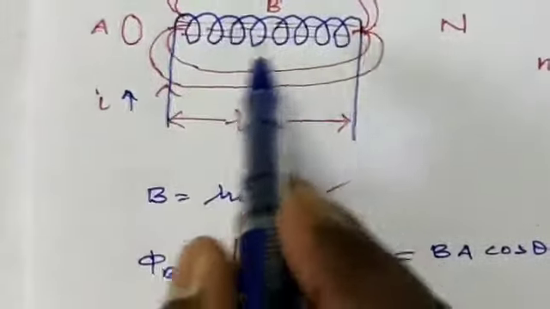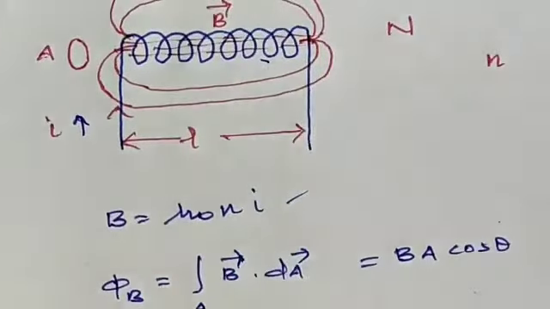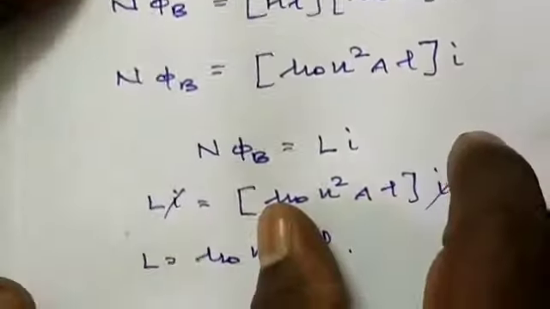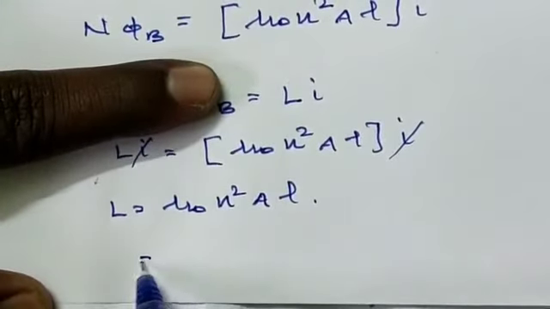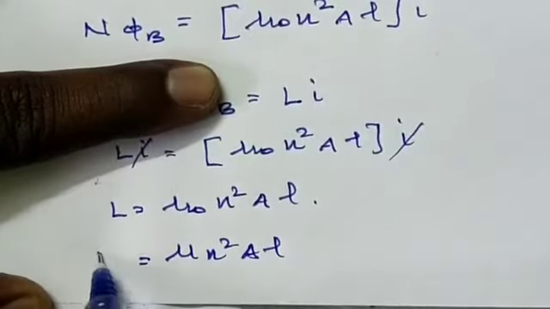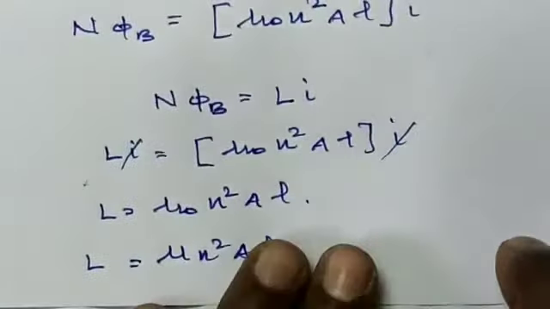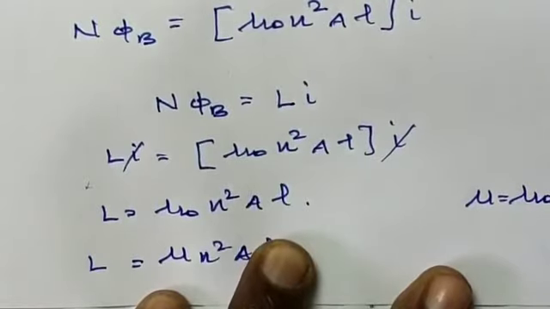So suppose the solenoid is filled with a dielectric medium of relative permeability mu r. Since the medium changes, instead of the free space expression we write mu n squared A L. Already we know mu means mu naught mu r.